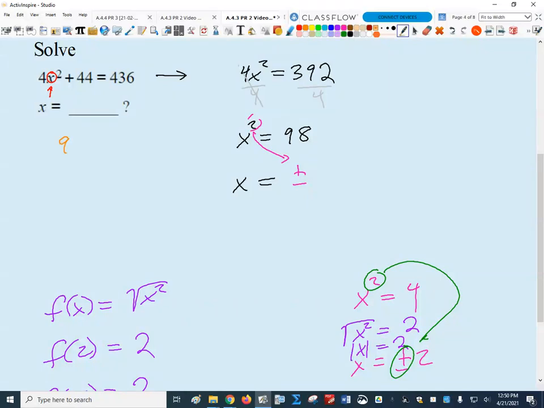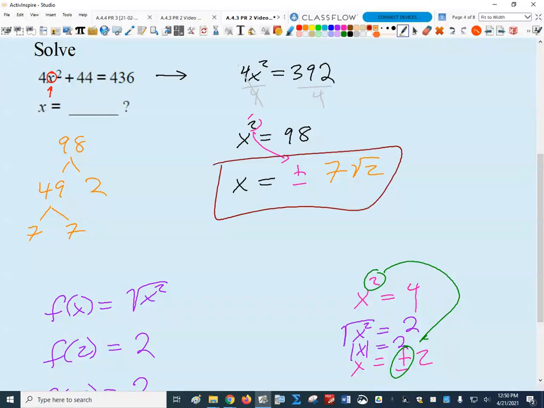If I take 98, that just breaks up into 49 times 2. 49 is good. How come? Perfect square. I'm getting a couple of sevens out of that, right? So I get plus or minus 7 times the square root of 2. There's my two solutions. One for plus, one for minus. Okay, make sense? So you see why we practice these square roots.